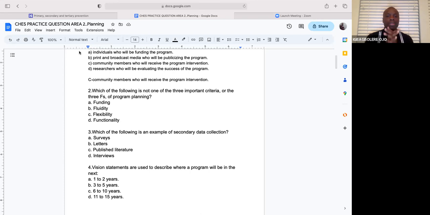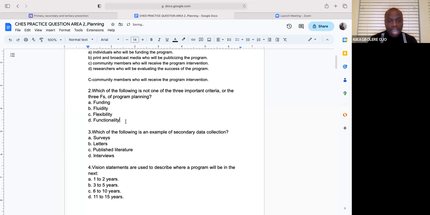Which of the following is not one of the 3 important criteria, or the 3 F's, of program planning? This question is actually probably the first thing you need to know about planning a program, right? This is the first set of criteria you need to know. So honestly, if you don't know the 3 F's before this question, you're just going to be guessing 50-50. Because funding could be a part of it, fluidity could be a part of it, flexibility could be a part of it, and of course, functionality could be a part of it. However, in this case, it's a textbook answer. So the 3 F's are fluidity, flexibility, and functionality. So the one that is clearly not the answer is funding, all right?